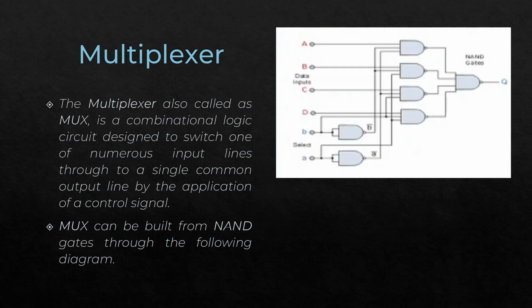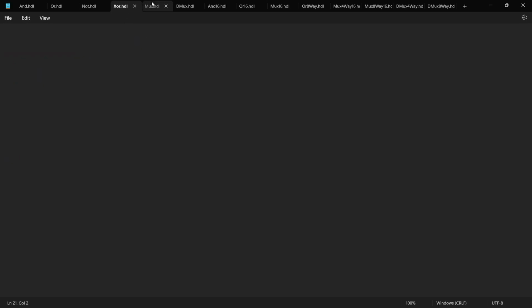Now we implement a multiplexer. The multiplexer, also called a MUX, is a combinational logic circuit designed to switch one of the numerous input lines through to a single common output line by application of a control signal. MUX can be implemented from NAND gates through the following diagram. As you can see here, we use 7 NAND gates. Now let's look at the code once.